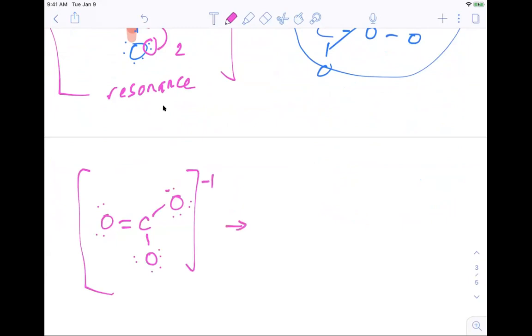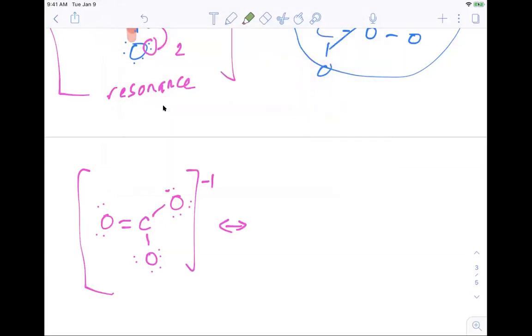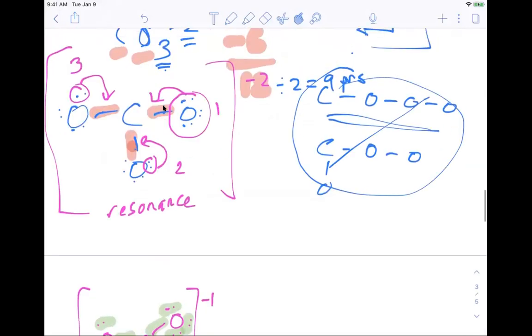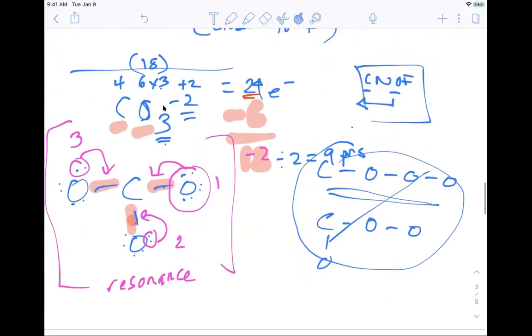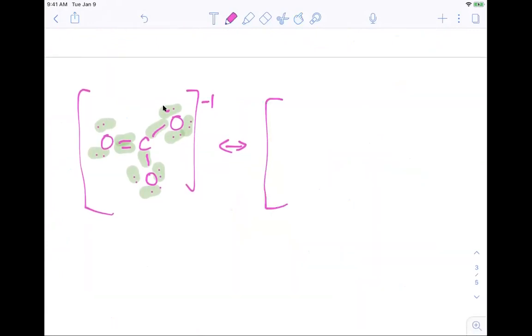-1. All right. Let me just check real quick on my count. So 2, 4, 6, 8, 10, 12, 14, 16, 18, 20, 22, 24. And we were supposed to have 24 electrons. Okay, so we're good. I've got 24 electrons in my picture. I'm happy. So now the next one is going to have the double bond somewhere else, in one of these other spots. So then the next one's going to look like this.